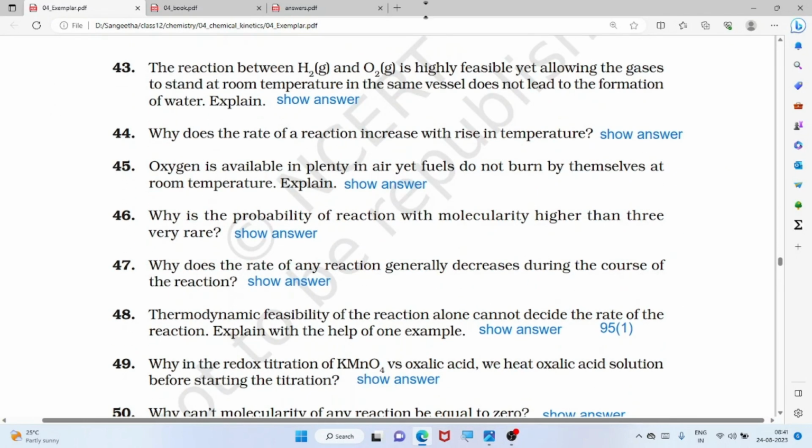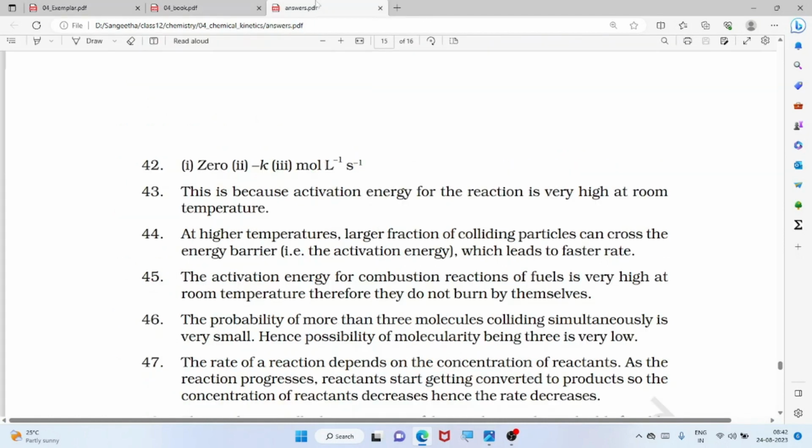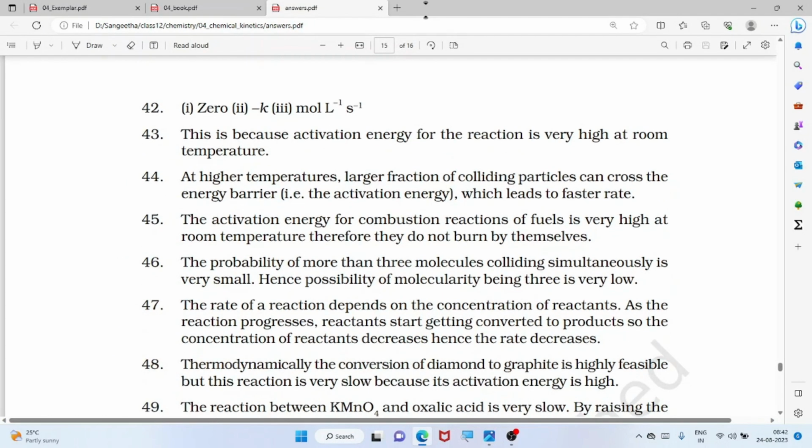The reaction between hydrogen and oxygen is highly feasible, yet allowing the gases to stand at room temperature in the same vessel does not lead to the formation of water. Explain. 43. This is because the activation energy for the reaction is very high at room temperature.